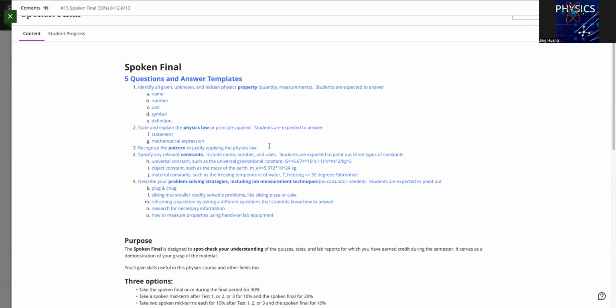In this part, you're not asked to crunch numbers. In other words, you do not need a calculator. However, you do need to point out how you plugged in the different numbers. For example, the physics law has an equation with different symbols. You need to connect each symbol with a given, unknown, or hidden quantity, meaning the one with a number and a unit. Okay, so there are more examples given explaining these in more detail, but in summary, these are the 5 spoken final questions: property, law, pattern, constants, and problem-solving strategies.